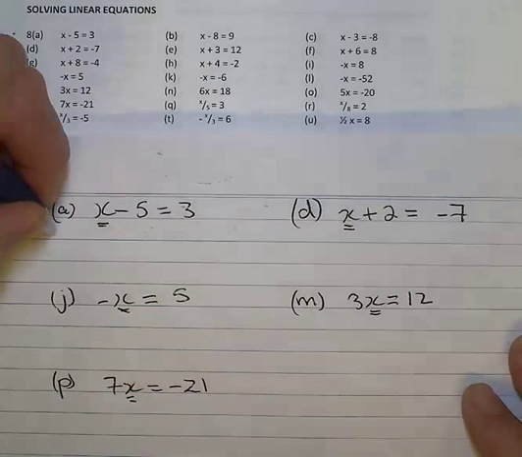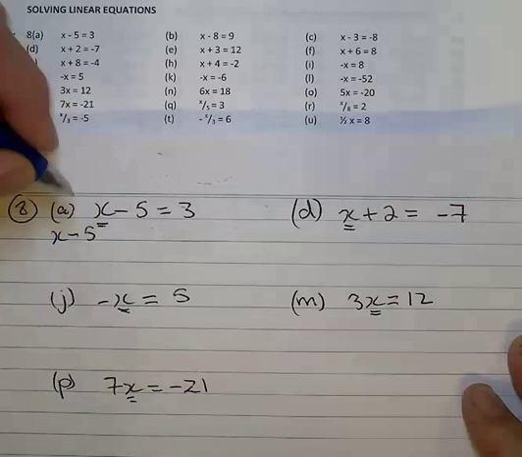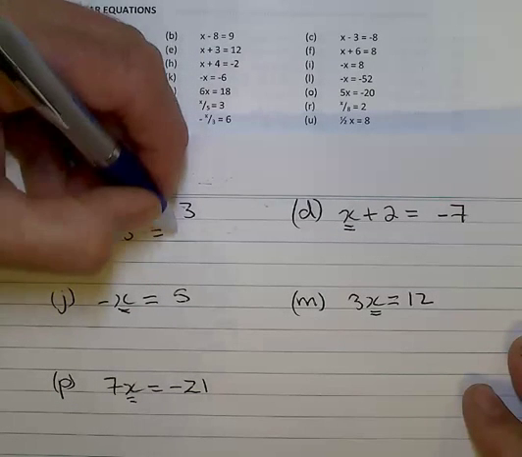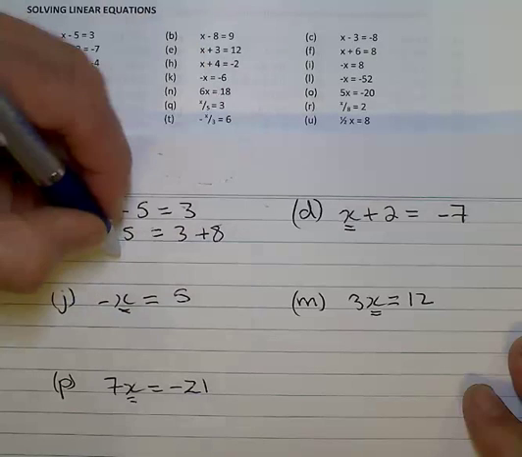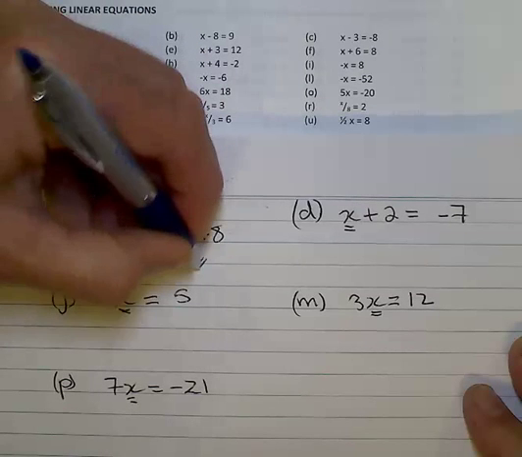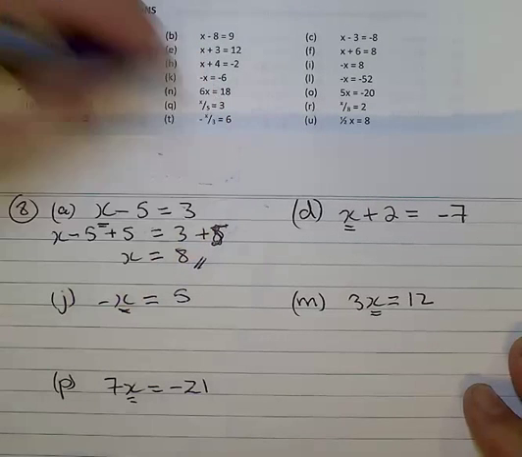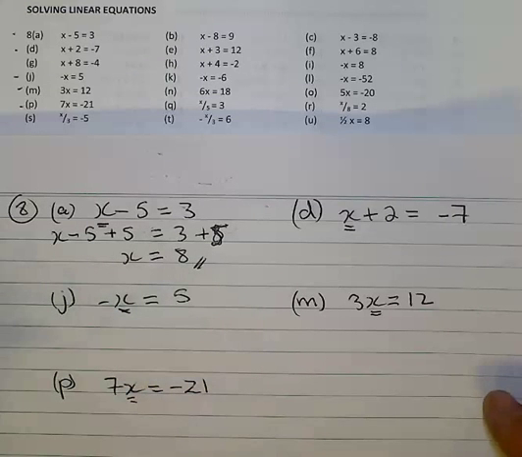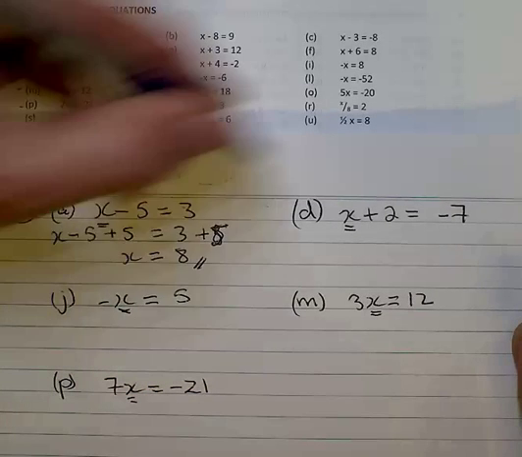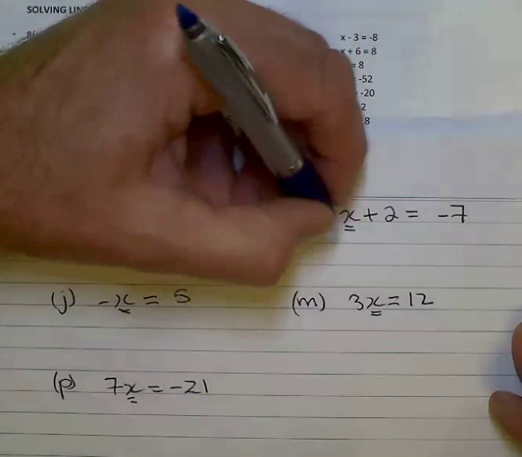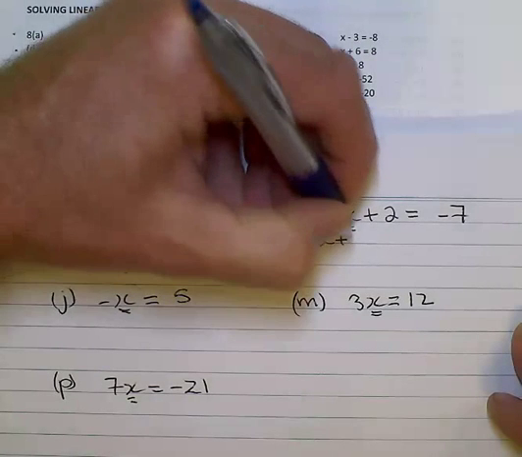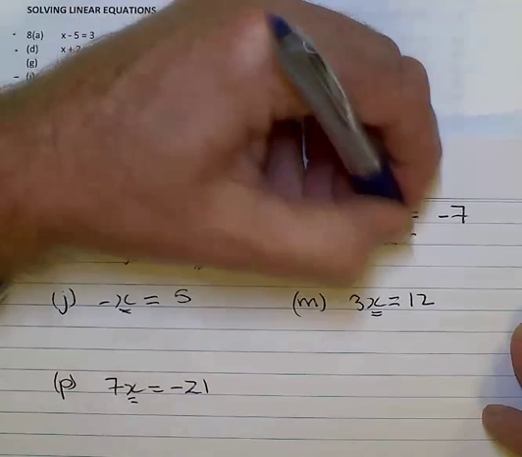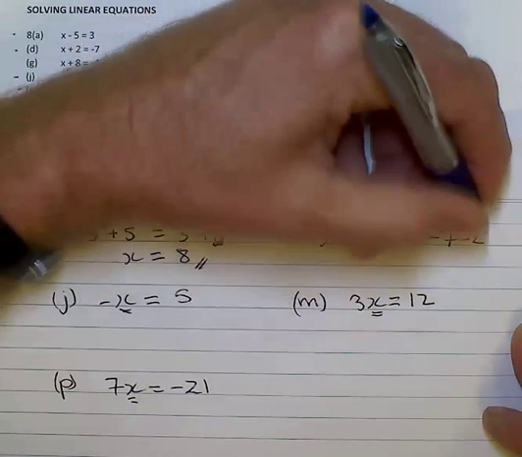In A, I've got a -5 that's stopping x being by itself. A +5 undoes the -5. Adding 5 to both sides gives me x is equal to 8. In D, what I've got here is a +2. Ask yourself, what undoes +2? I'm going to take 2 from both sides.